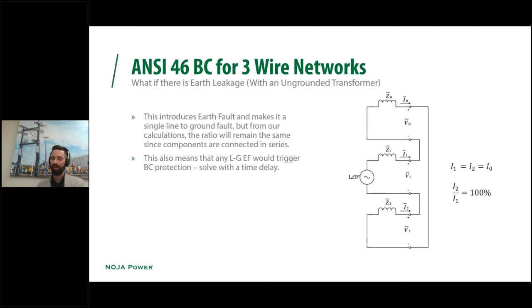So in this scenario, you can solve this with a time delay because if you grade your broken conductor with your earth fault protection, you'll be able to differentiate that, okay, this is a floating conductor or this is a cable in the dirt and be able to protect on that.